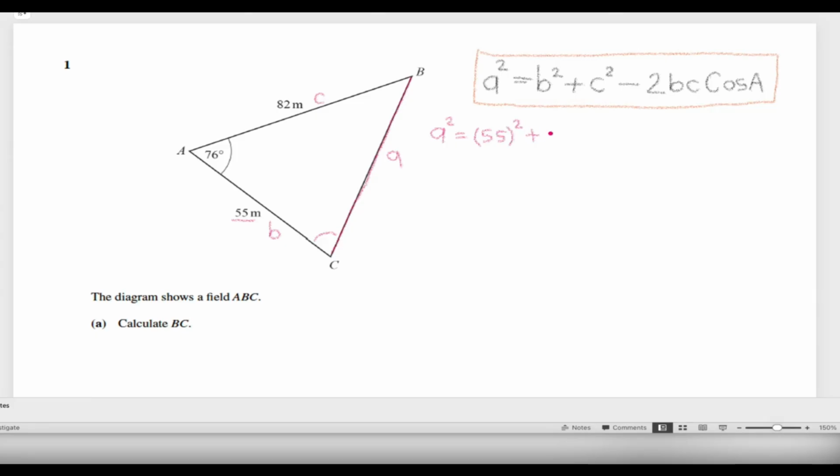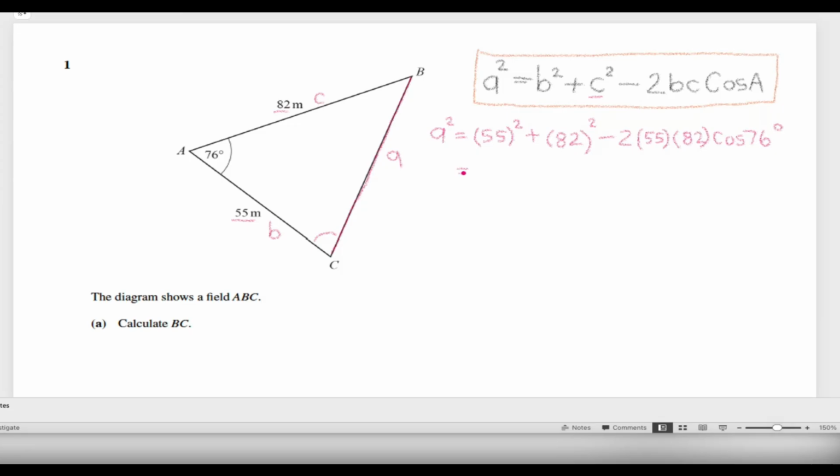Do I know the value of C? Yes, I know the value of C. It is given. It is 82. And as you can see in the formula, we have to square it. So I'm going to square that. Now, B is 55. C is 82. What is angle A? Do we know the value of angle A? Angle A is 76. So now we multiply this by the cosine of 76 degrees.